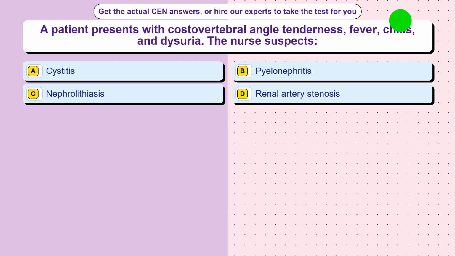Question 27. A patient presents with costovertebral angle tenderness, fever, chills, and dysuria. The nurse suspects: Option A, cystitis. Option B, pyelonephritis. Option C, nephrolithiasis. Option D, renal artery stenosis.